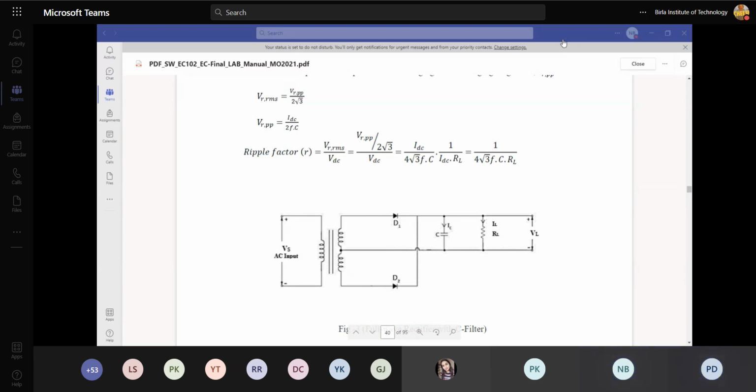I think, ma'am, we can show them these experiments in Multisim. Maybe that may help them. I think they can do it, because they are now acquainted with Multisim. If they are not able to do it, then we will show. Okay, let them do it themselves.